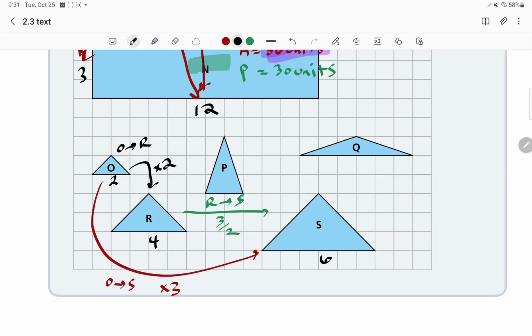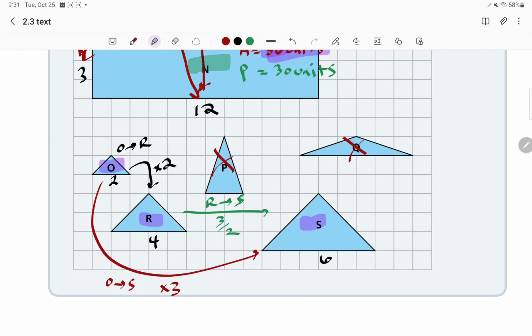Okay, so you should have that triangles O, R, and S are the only 3 that are going to be similar to each other. So we're not even going to look at or consider P and Q since they're not similar or part of this family. Those are the only 3, and you should have the scale factors. Again, you can have them the other way.